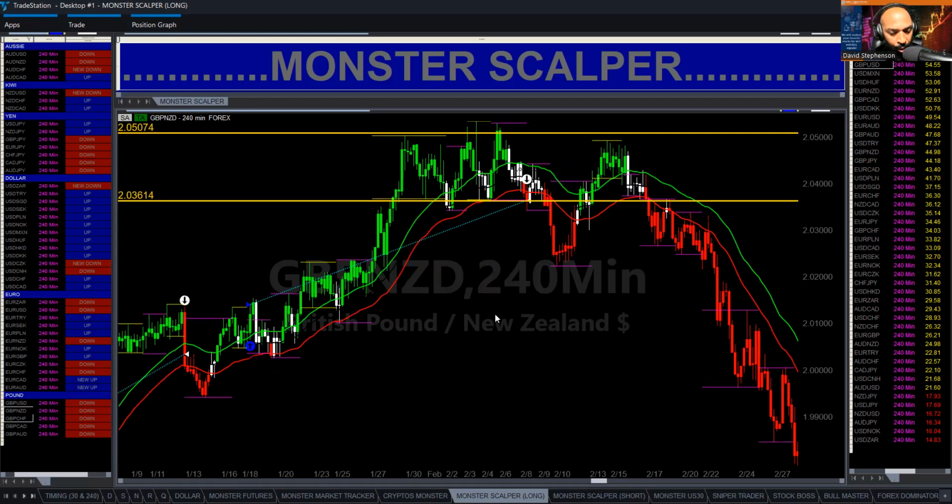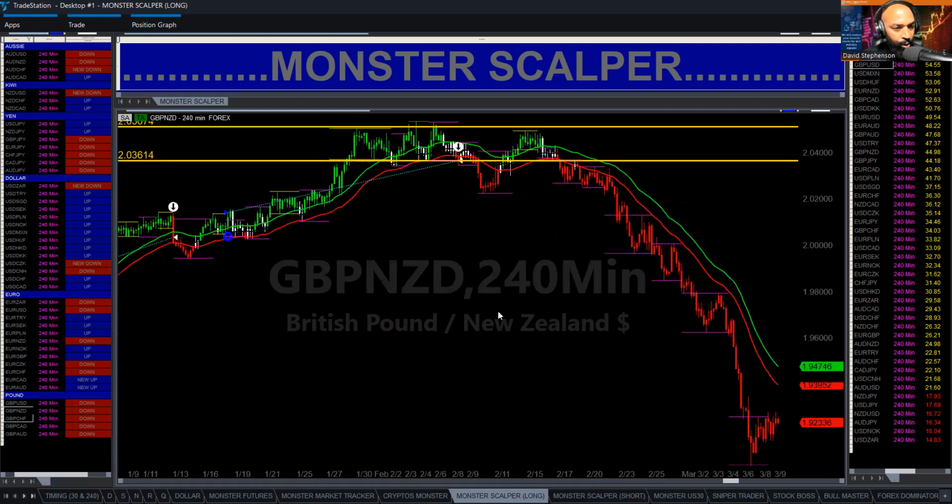If we don't know about support and resistance, we don't know where to buy and we don't know where to sell. Because look what happened when the price broke support right here. Okay, the sellers are in control. And then look what happened to the price after the sellers took control of the price.